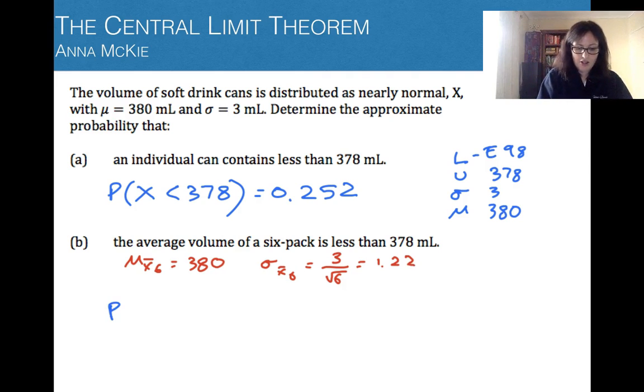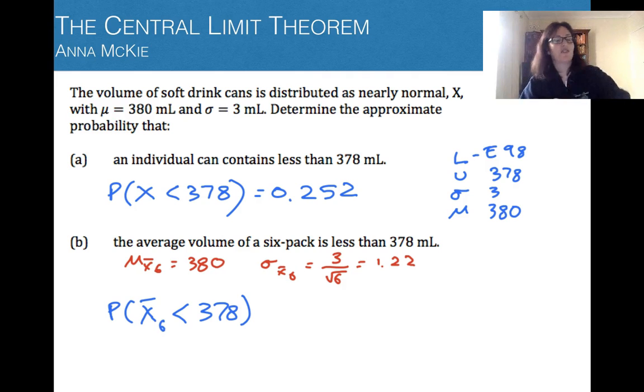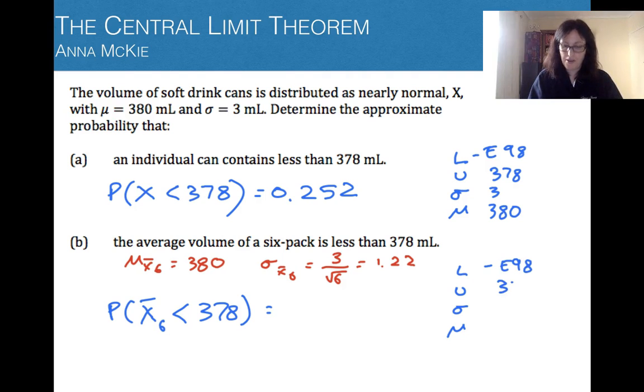So our probability statement is actually very similar. But instead of x this time, it's x bar 6. What's the chance of the average of them all being less than 378? So in our calculators, you still need a lower, upper, a standard deviation, and a mean. The lower and the upper are the same. Now, standard deviation. This time around, you put this number because we're dealing with a smaller standard deviation. You can put the exact value there with the surd into your calculator. It's preferable to do that.